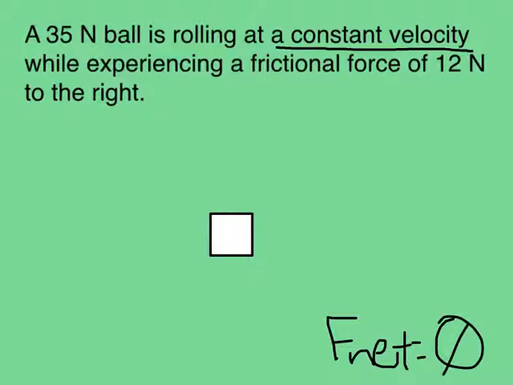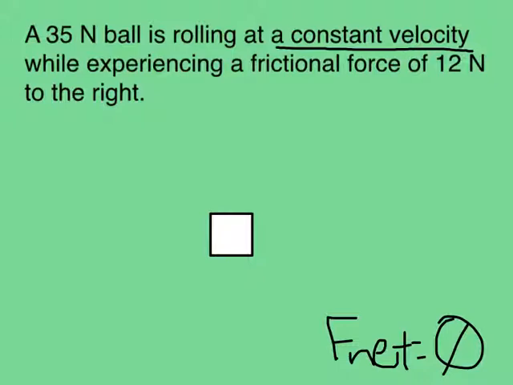You cannot have a constant velocity associated with a net force that's not 0. Net forces always cause acceleration. So that tells me that when I'm finished with my diagram, I better have all my forces balanced, or I'm not going to produce the correct free body diagram.